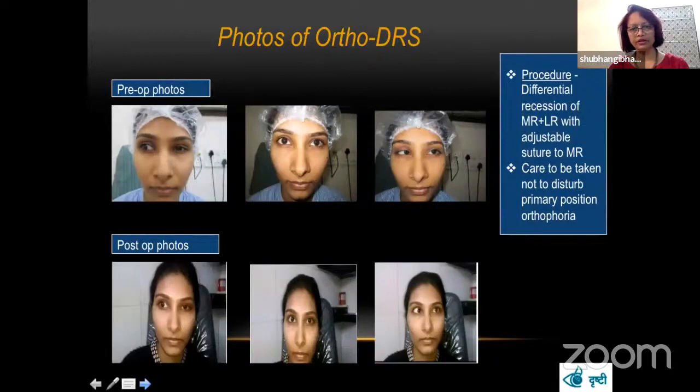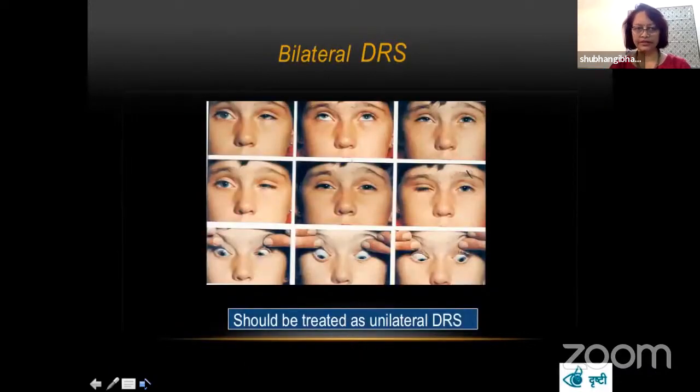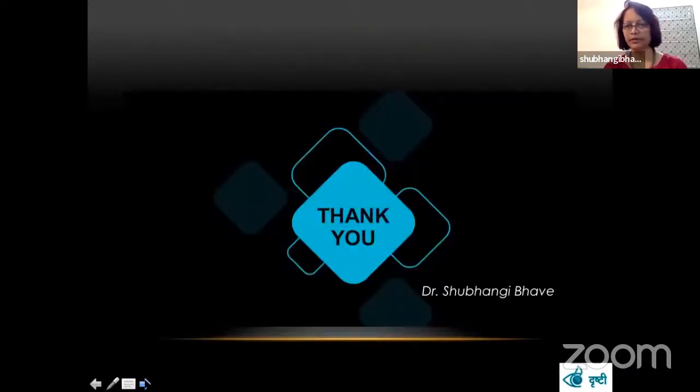Here is one patient of an ortho-DRS who had a significant globe retraction on adduction. Here I did a differential recession of LR and MR, which corrected her retraction without disturbing her primary position, orthophoria. In bilateral, you treat it as unilateral, and thanks for patient listening.